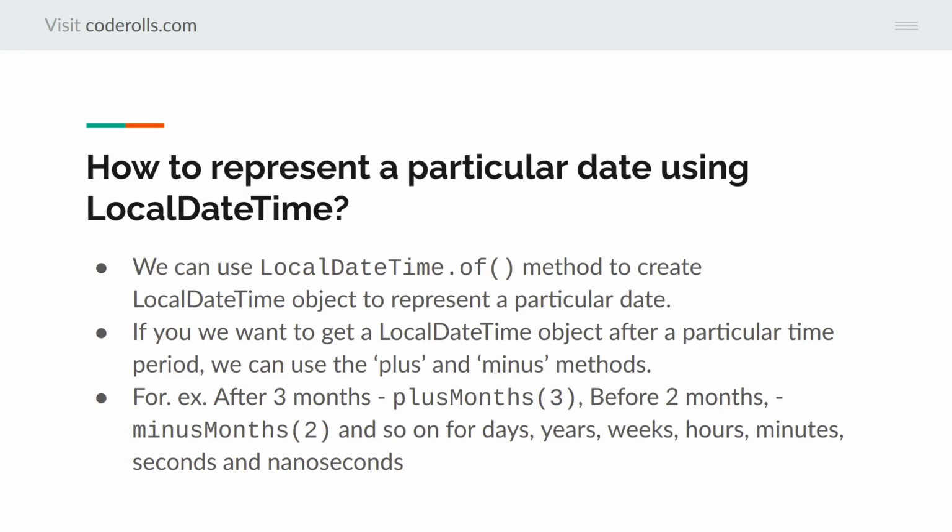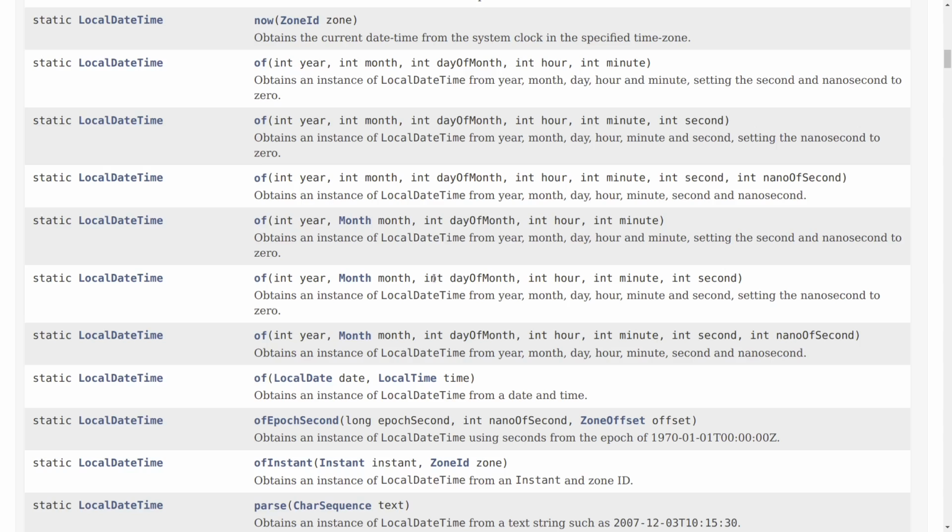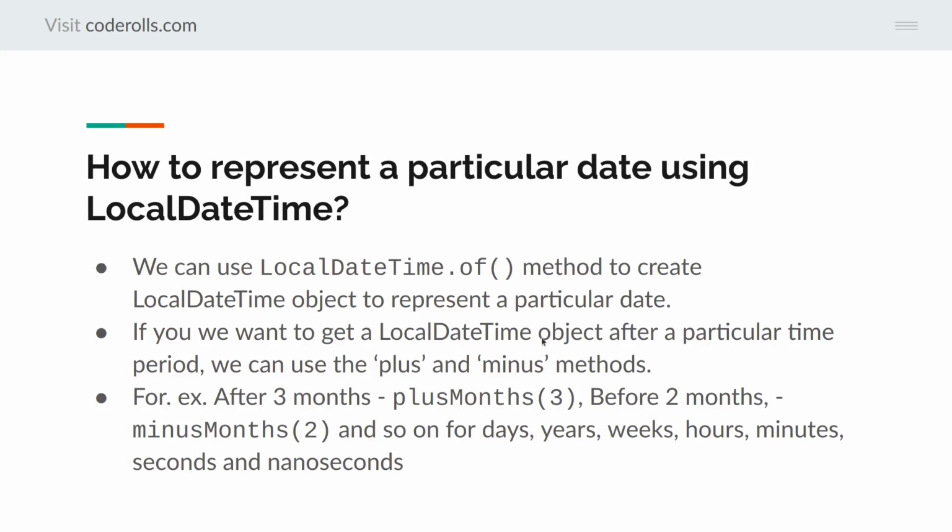We can do that using the of method. There are various versions of the of method and we can use it to create our LocalDateTime. So this is how we can represent a particular date. But let's say I want to represent a date after 6 months. How can I do that?